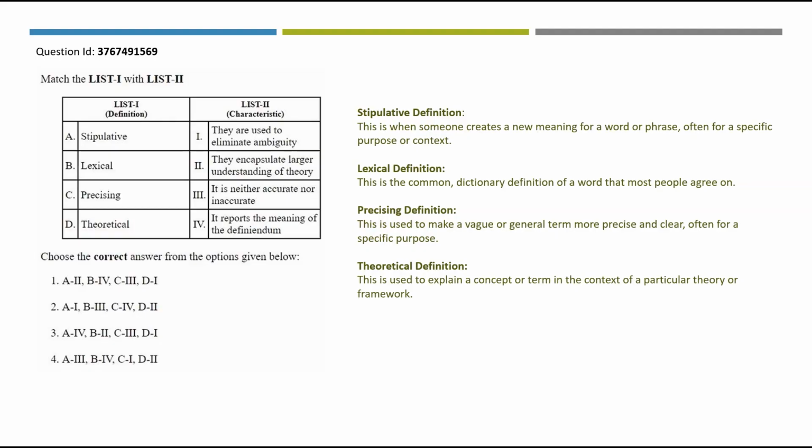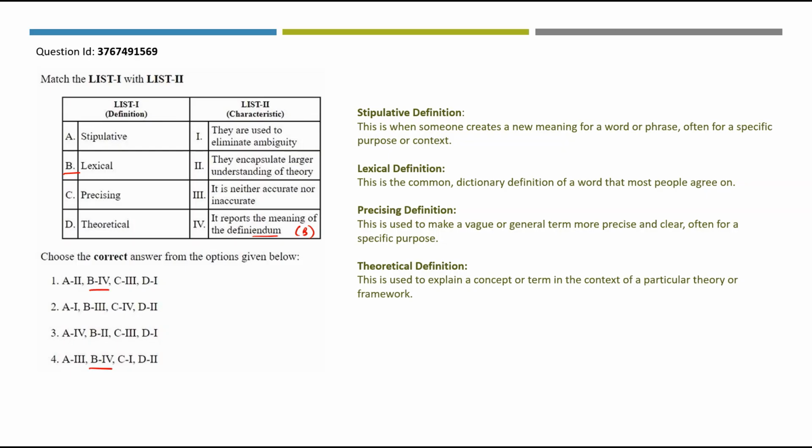Now let's get into the match. Let's get on to lexical from list 1. It says about dictionary definition. Which of the options in list 2 has something related to dictionary? It reports the meaning of the definiendum. This definiendum is what we can term as something from a dictionary. Since we have dictionary reference here, we can map B to 4. B4 is available in 2 options.